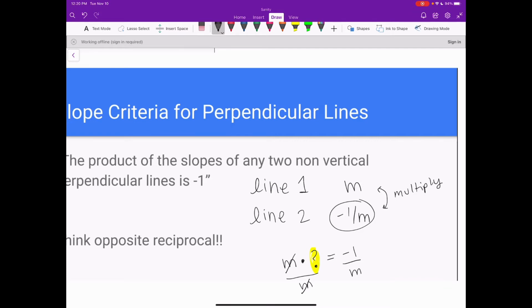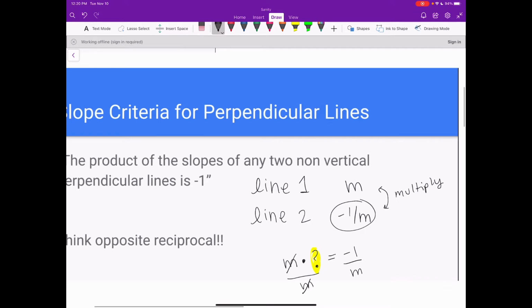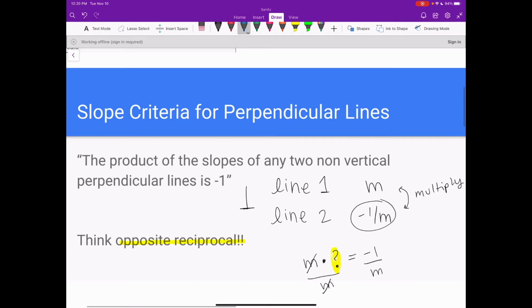All right? So again, we're assuming that these two lines are perpendicular to each other. That means that their slopes are opposite reciprocals. Opposite just means if your slope is positive, then the other one has to be negative, or if your slope is negative, then your other one has to be positive. So for opposite, think about changing the sign. Reciprocal, think about flipping the fraction.